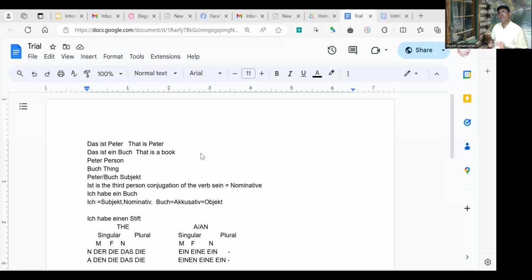And here Peter is a person's name and it is the subject. Then another example given here is: Das ist ein Buch. So here it means "that is a book," and the book is a thing which is also a subject.